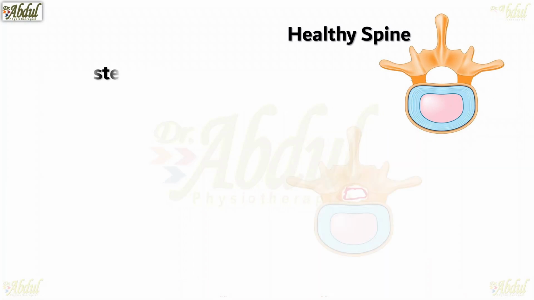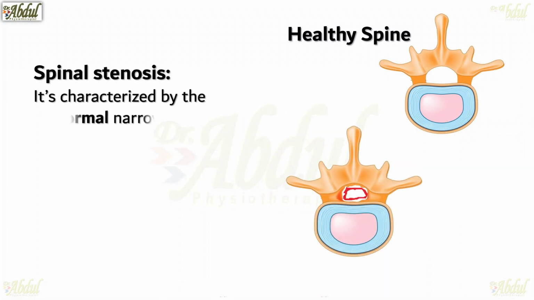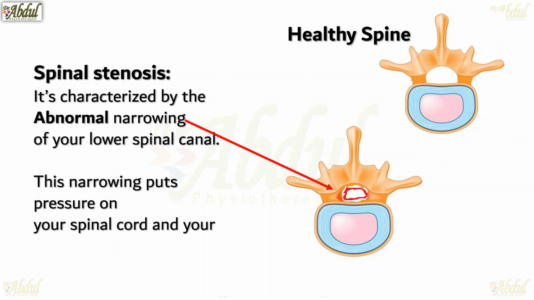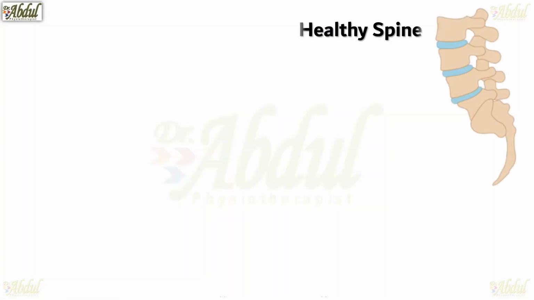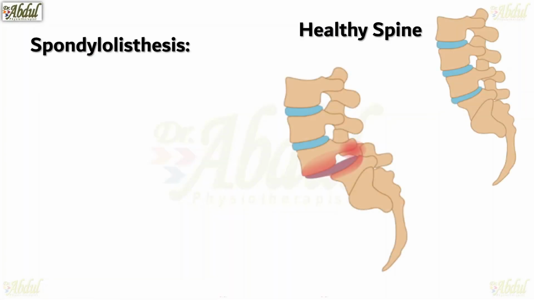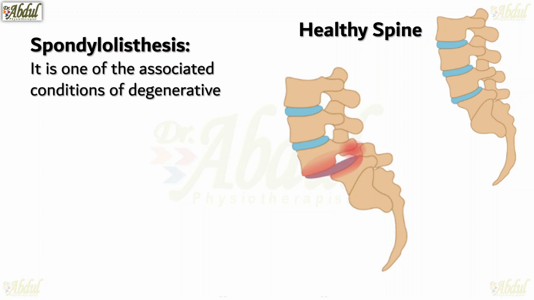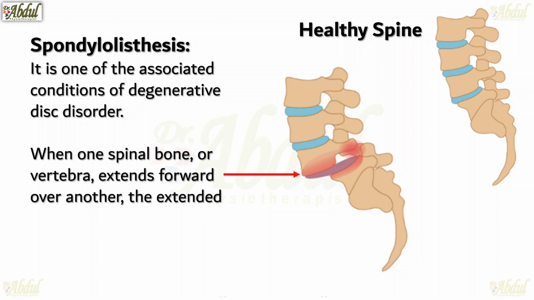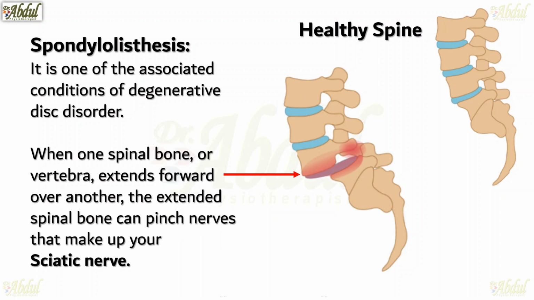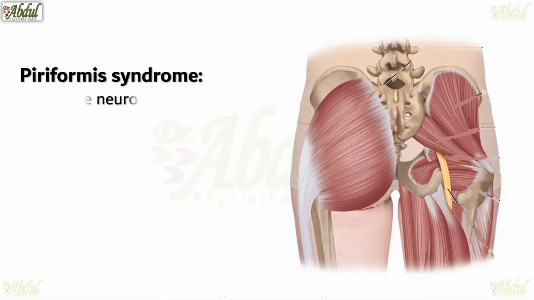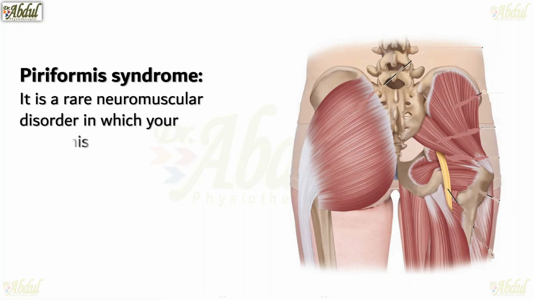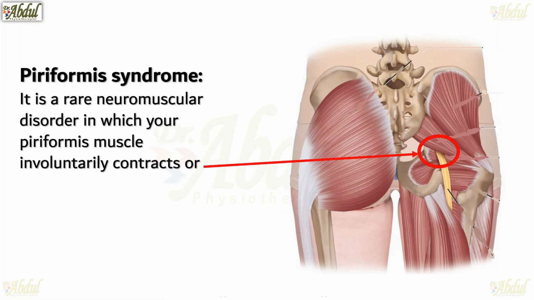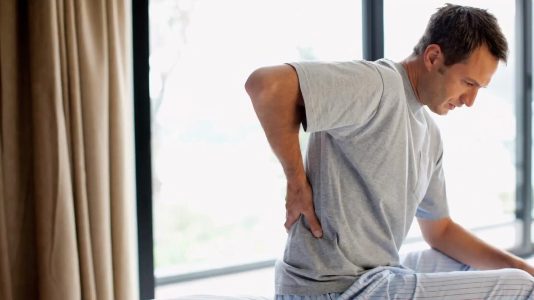Spinal stenosis. It's characterized by the abnormal narrowing of your lower spinal canal. This narrowing puts pressure on your spinal cord and your sciatic nerve roots. Spondylolisthesis. It is one of the associated conditions of degenerative disc disorder. When one spinal bone, or vertebra, extends forward over another, the extended spinal bone can pinch nerves that make up your sciatic nerve. Piriformis syndrome. It is a rare neuromuscular disorder in which your piriformis muscle involuntarily contracts or tightens, causing sciatica.